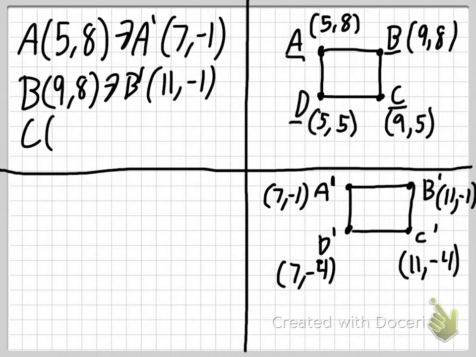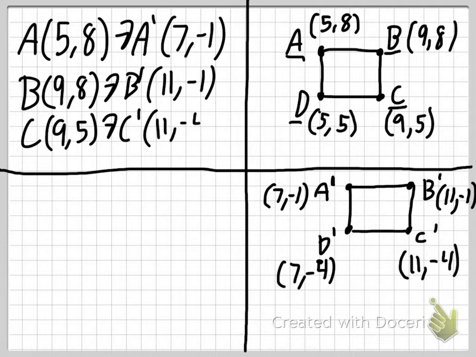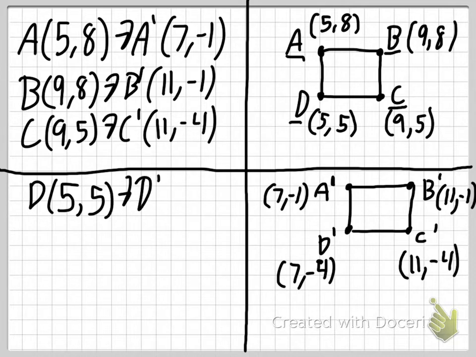C was originally at 9, 5, and we translated C prime to 11, negative 4. And D was originally at 5, 5, and we translated it to D prime at 7, negative 4.